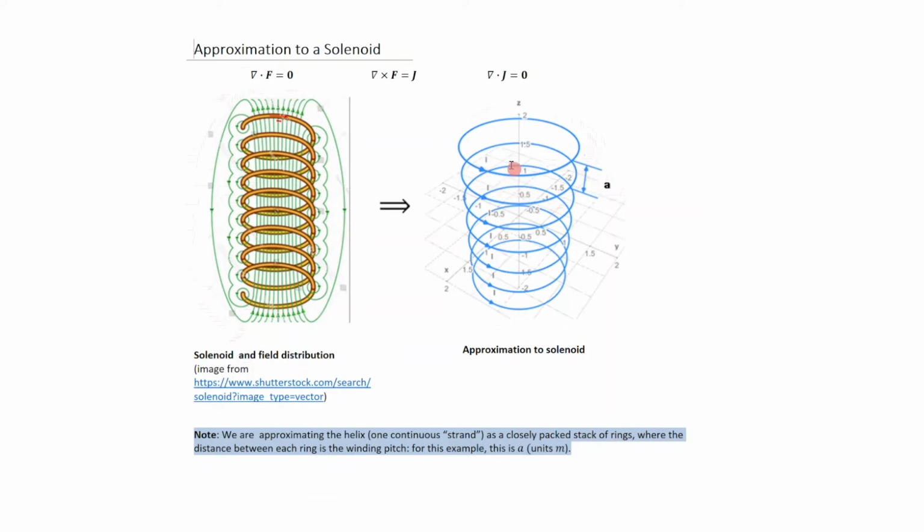Now this problem is much easier to work with in the sense that the distance between each of these more or less remains the same on both sides. So this is the approximation to the solenoid. And this is just a summary of what I've stated. So this is our picture that we're going to work with, the one on the right.